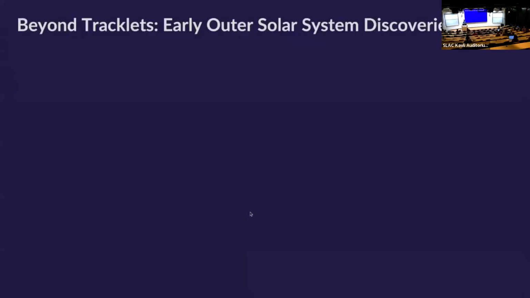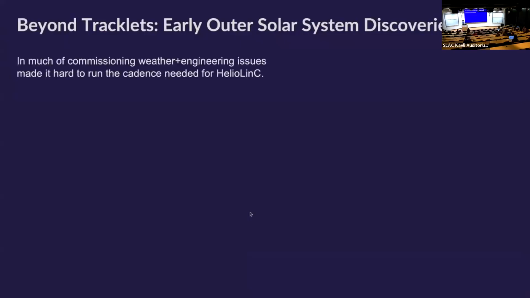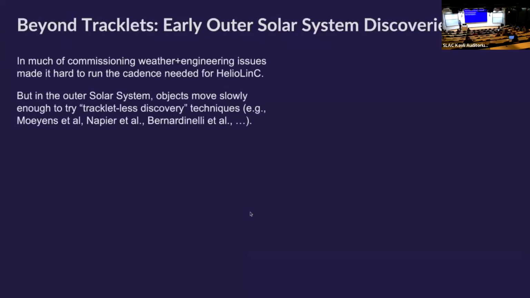The outer solar system, it was very challenging actually for us to find objects in the data so far, because in much of commissioning, weather and engineering issues made it hard to run the cadence needed for that linking that I showed you, HelioLink. But in the outer solar system, in spite of that, Jake and Ari still found a whole bunch of objects. But in the outer solar system, it's actually easier to find objects because they move slowly enough that we don't have to necessarily build tracklets in the same night. We can try to find them even without tracklets in the same night.